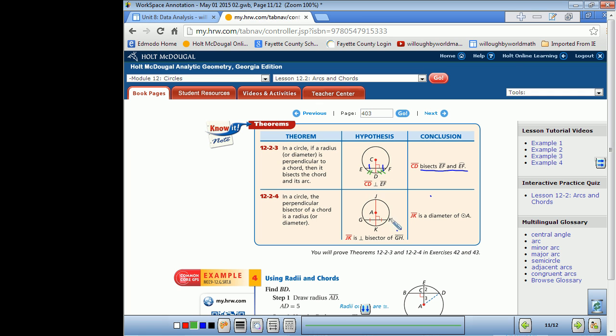And then vice versa. If we have a chord that is bisected and perpendicular to another segment, this segment that it is perpendicular to is the radius. Or if it goes all the way through the circle, then it is the diameter.